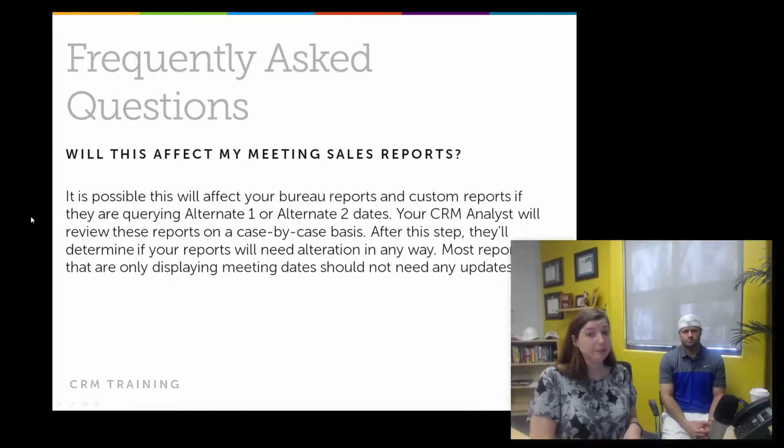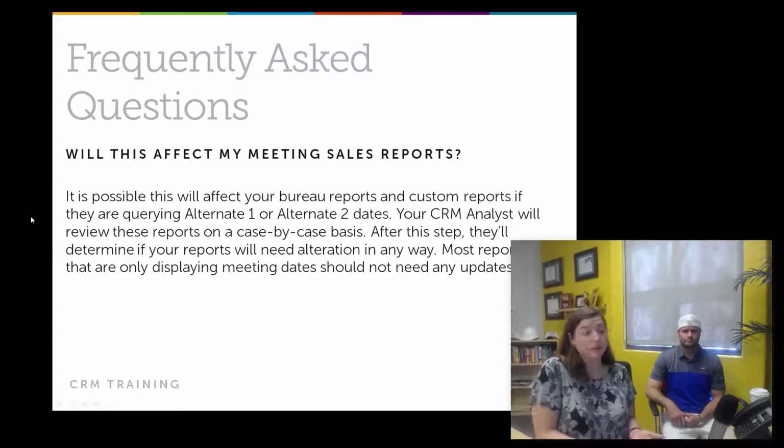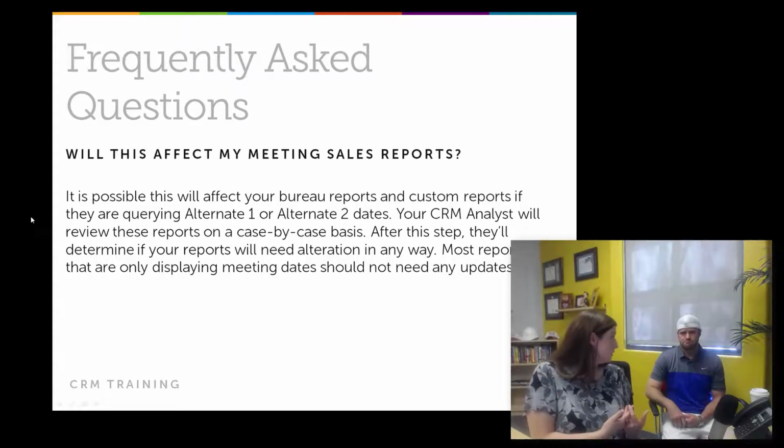Will this affect my reports? It could, possibly. If you have bureau reports or custom reports that are querying, meaning one of your filters is alternate 1 or alternate 2, it's possible that could affect your reports. If you're just displaying them, it should not be a problem. But because alternate 1 and alternate 2 are eventually going away, if you're querying on those, that is going to create a problem. Did you want to add anything to that? Sounds pretty straightforward. Yeah. Okay.